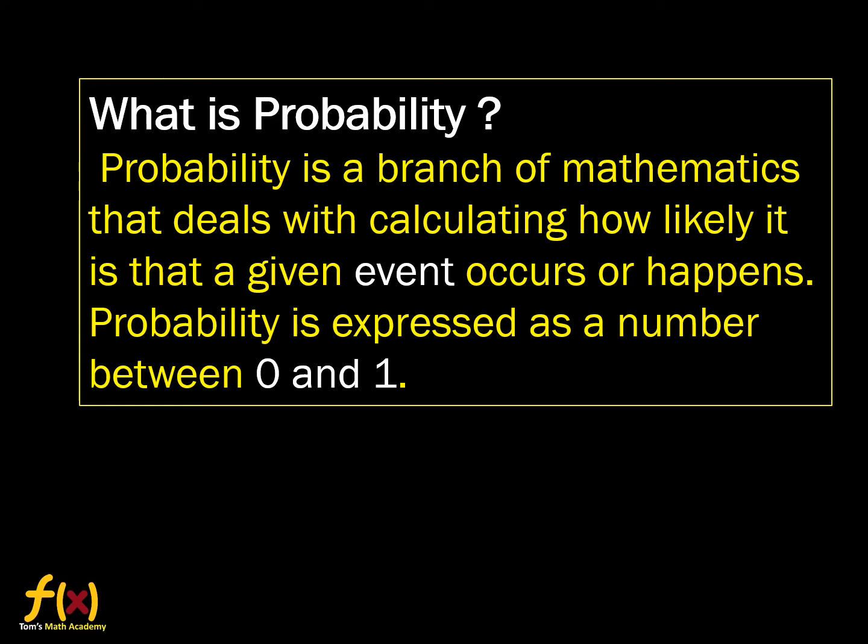And when you calculate probability, you get a real number between 0 and 1. It can be 0, it can be 1, or any number between 0 and 1. It is not beyond this interval. So it's a real number. Probability is a calculation and we get a real number as the answer.